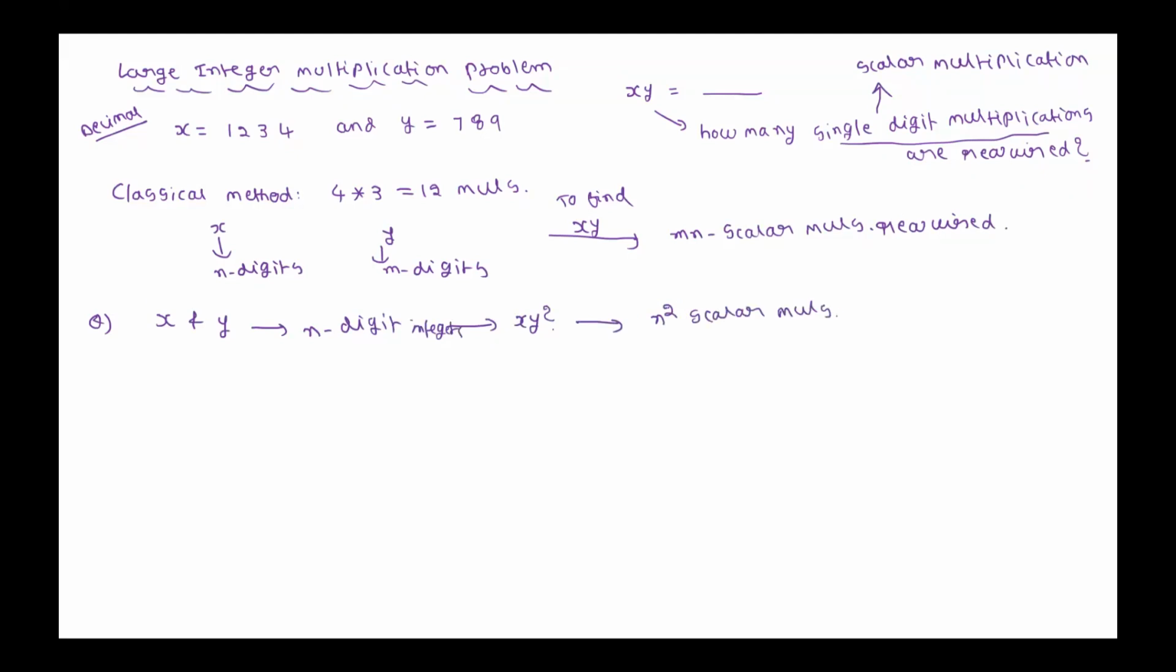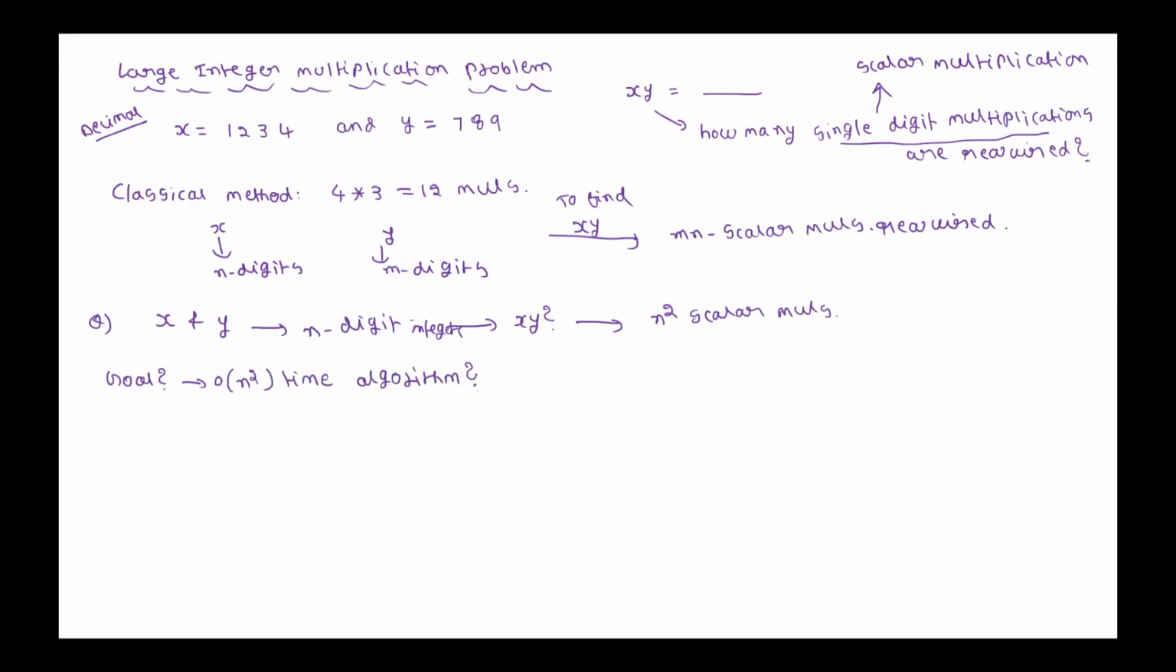Now the question is, is it possible to multiply two n digit integers in less than n square time? What is our goal? Little o of n square time algorithm. That means the order of growth is strictly lower than n square. Okay, how to do that?